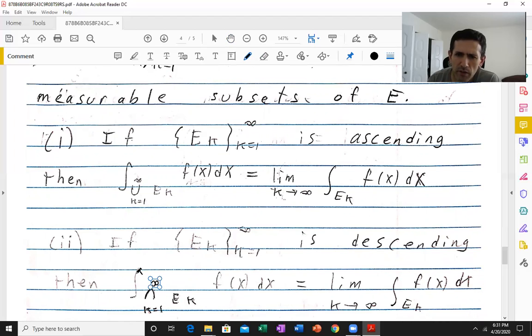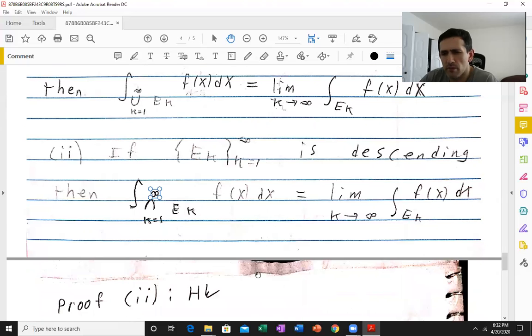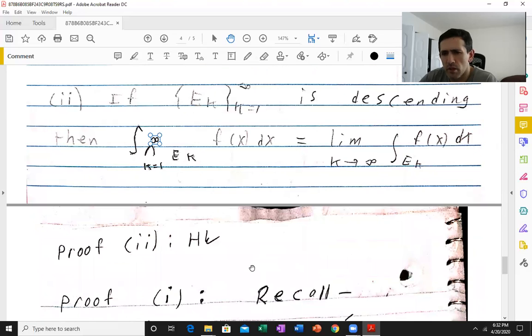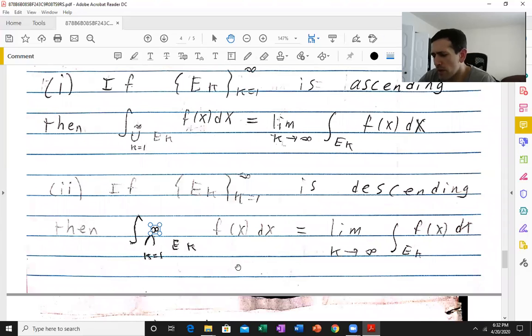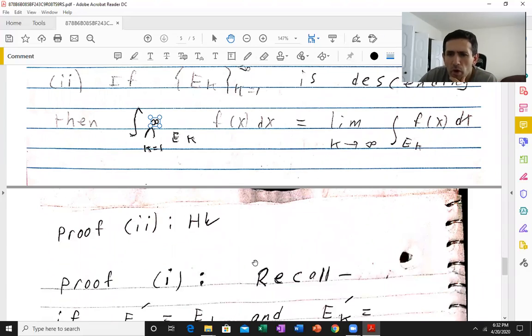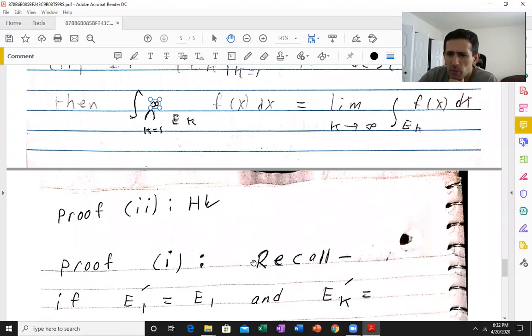Actually, you should recall that we used continuity of measure to prove Borel-Cantelli. Maybe I'll assign a probability homework proving Borel-Cantelli for functions, but anyway. The proof is just like continuity of measure.